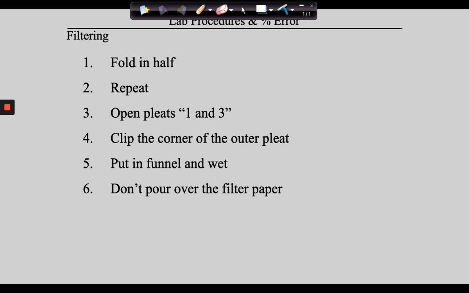Beautiful. Okay, so guys, in review, these are the skills that we just talked about. So you've got Bunsen burner, balance, which we've done before, graduated cylinder, which you've seen before, but we fine-tuned that a little bit, and then about how to fold up filter paper.